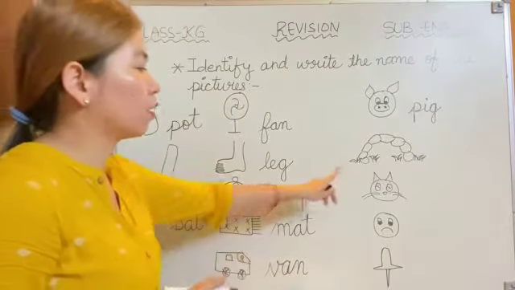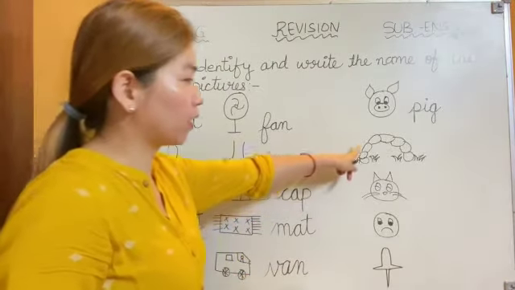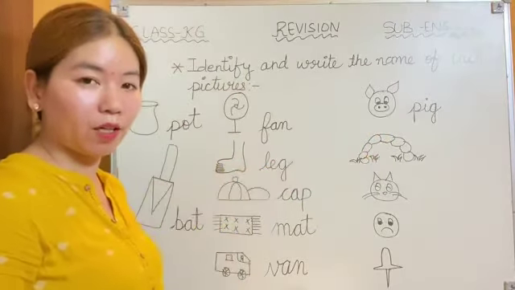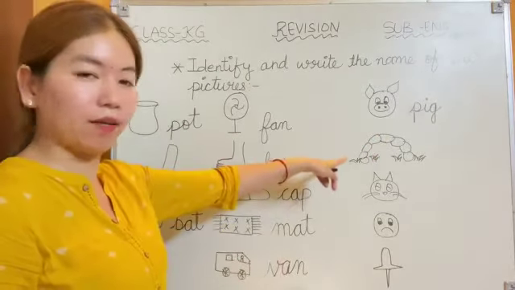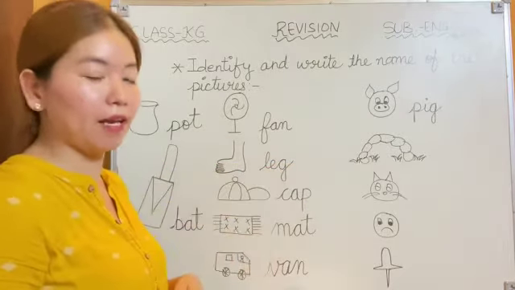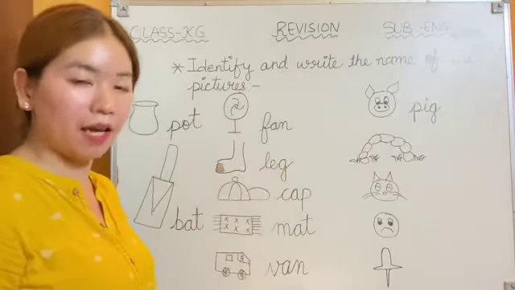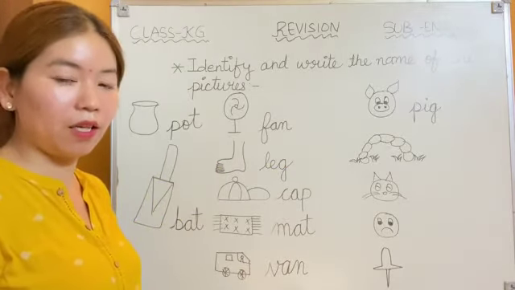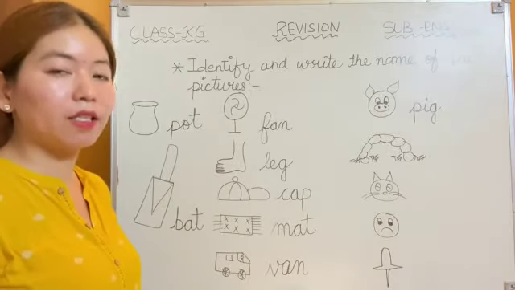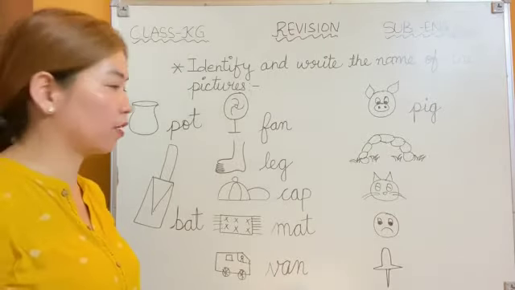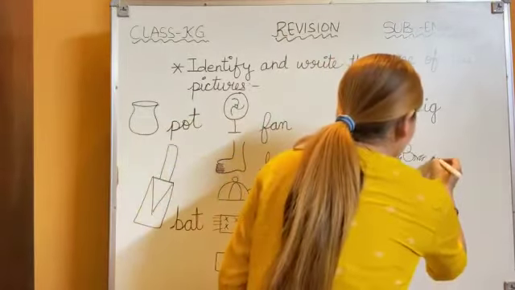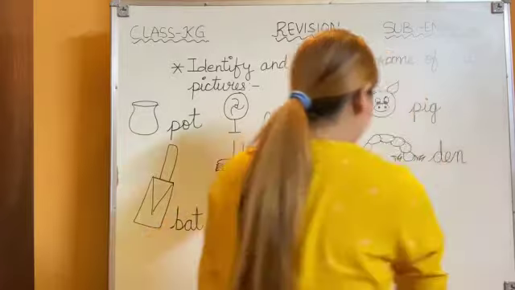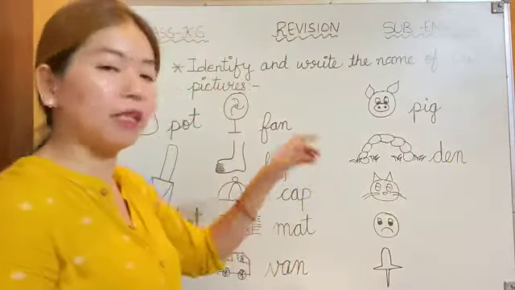Now children, look at the next picture. What is this? Who lives here? Lion. Lion lives in a den. What is this? Den. And the spelling of den is D-E-N, den. So here we will write D-E-N, den.